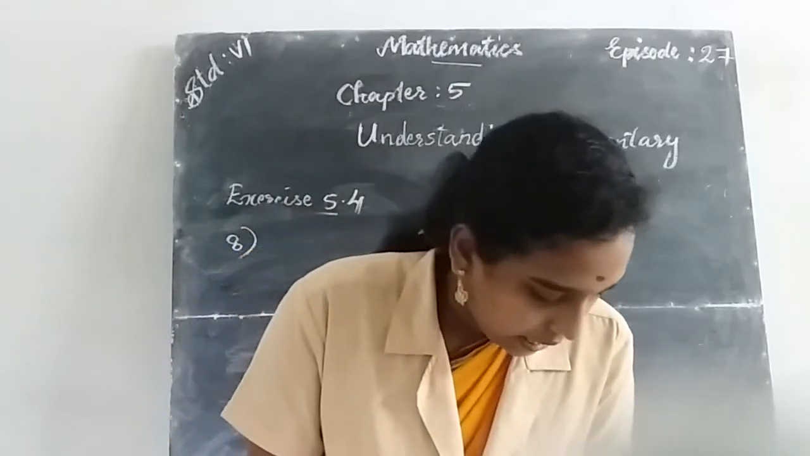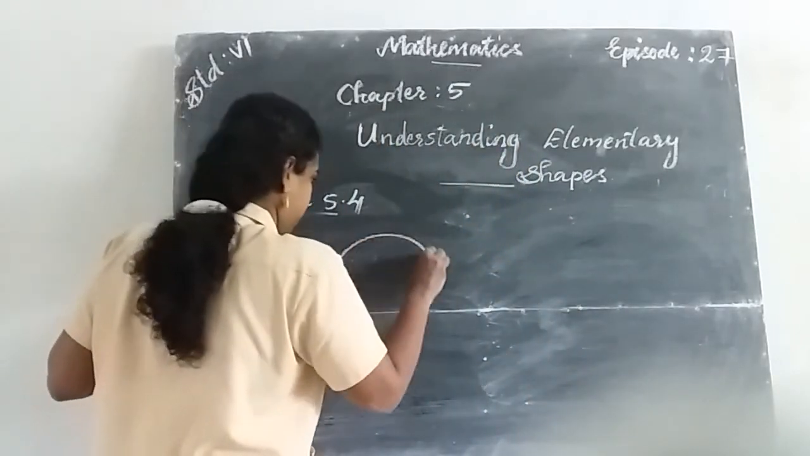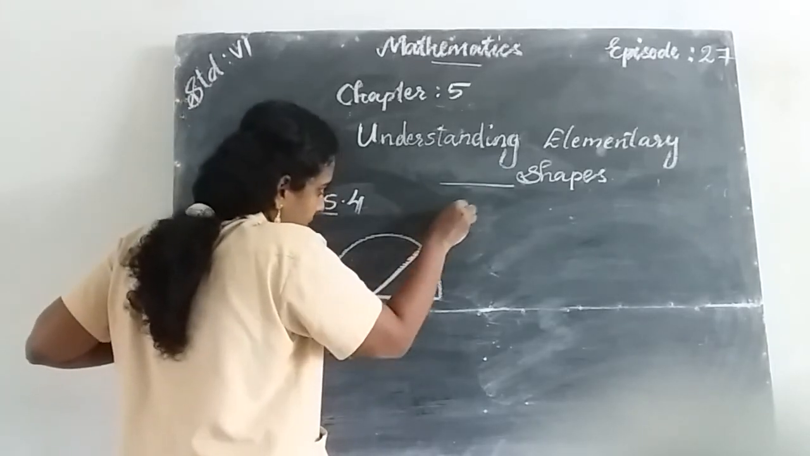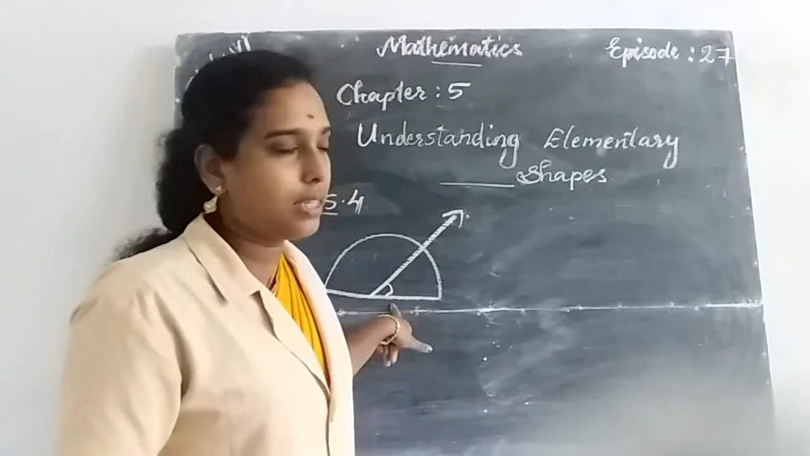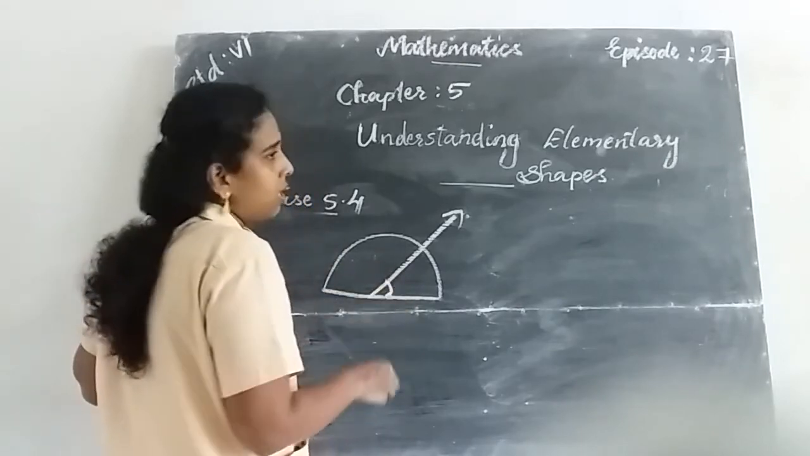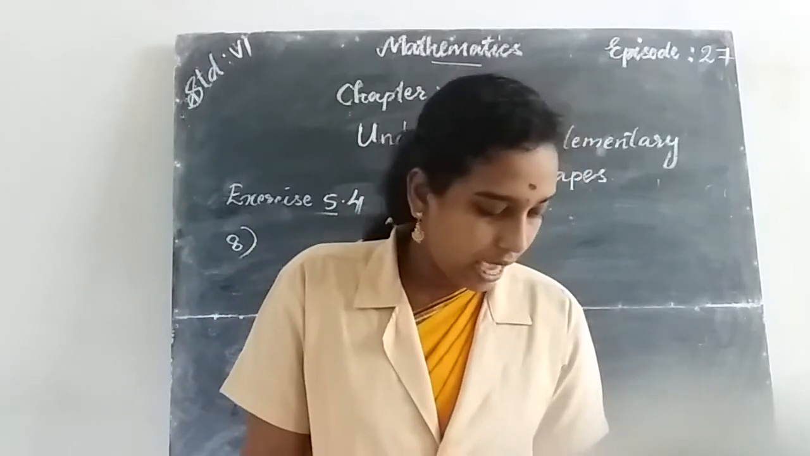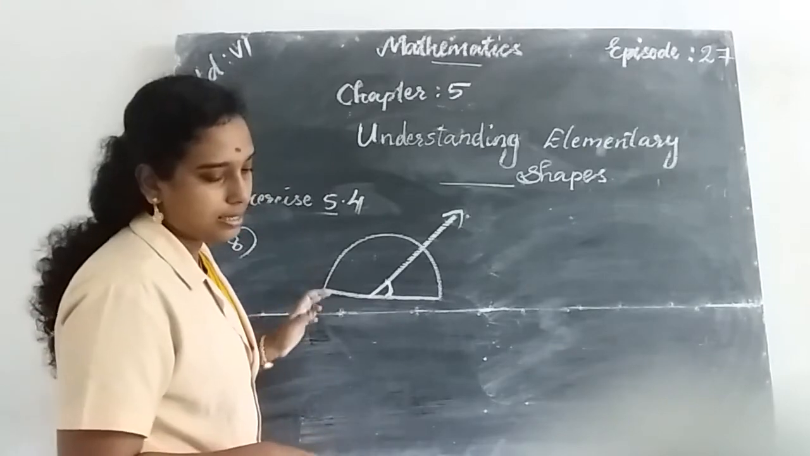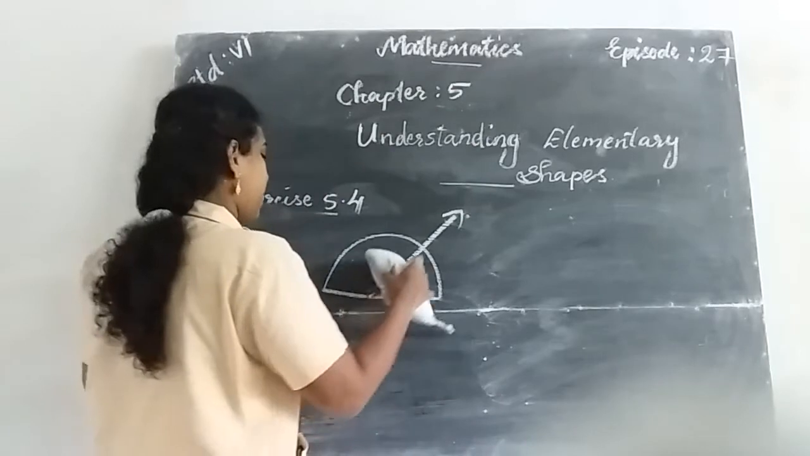Then here the first question, the first angle is like this. It is less than 90 degrees, and the angle I should find by using a protractor. That we will discuss in our WhatsApp. Then here the angle is less than 90 degrees and it is an acute angle.